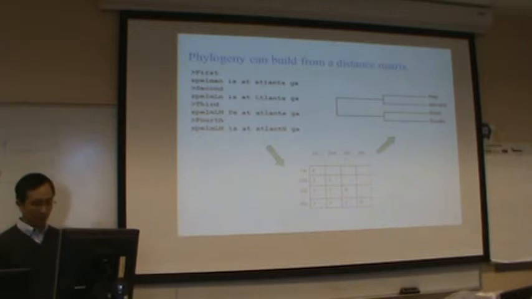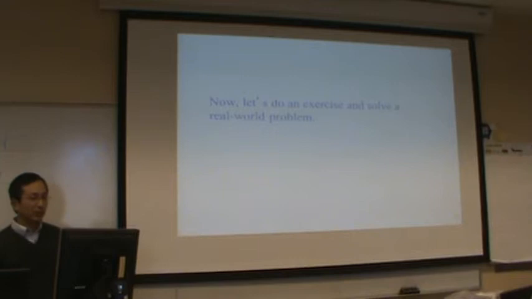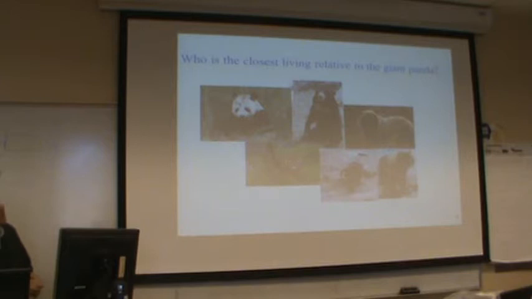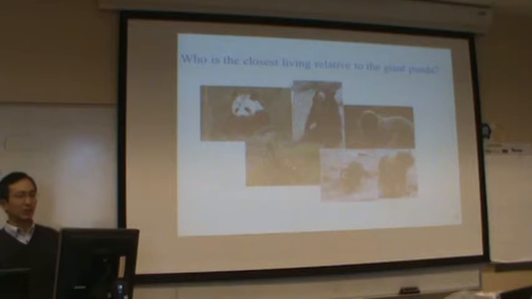Okay, so now let's apply it to solve a real world problem. Who is the closest living relative to the giant panda? So that's a giant panda. What is this? A black bear. Yeah, Asian black bear. What is this? I don't know what that is. That's called red panda. A red panda? A red panda. That's a brown bear.